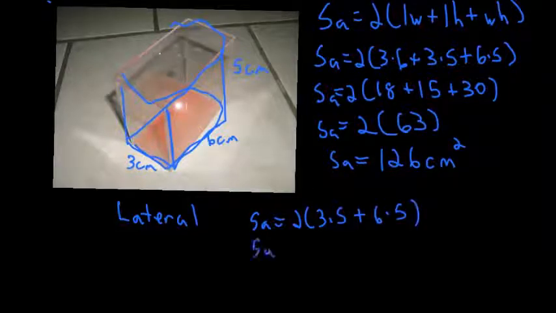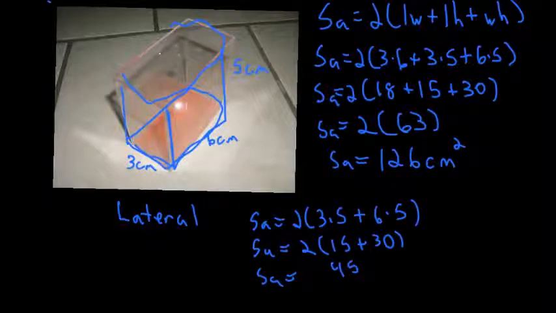So my surface area would equal 2 times 3 times 5 is 15 plus 3 times 5 is 30. So that would equal 45. Times that by 2, my surface area for my lateral would be 90 centimeters squared. So what I took out there was those two bases of 18.